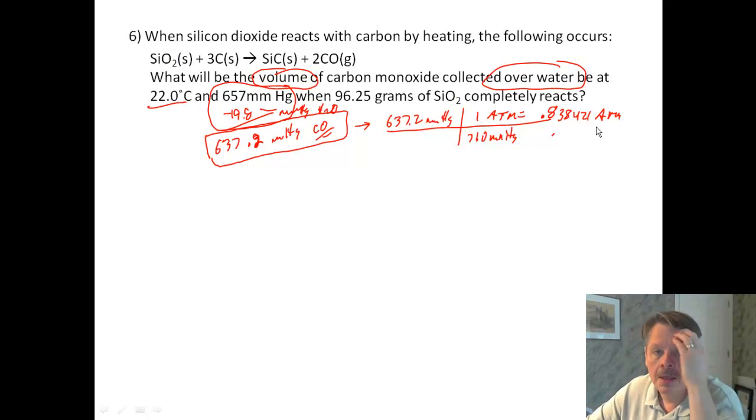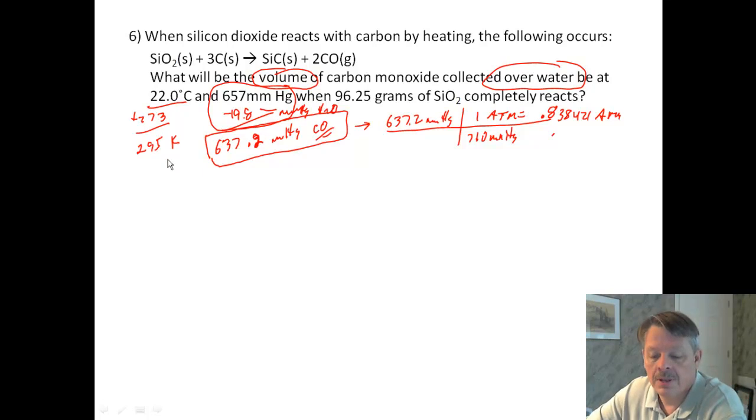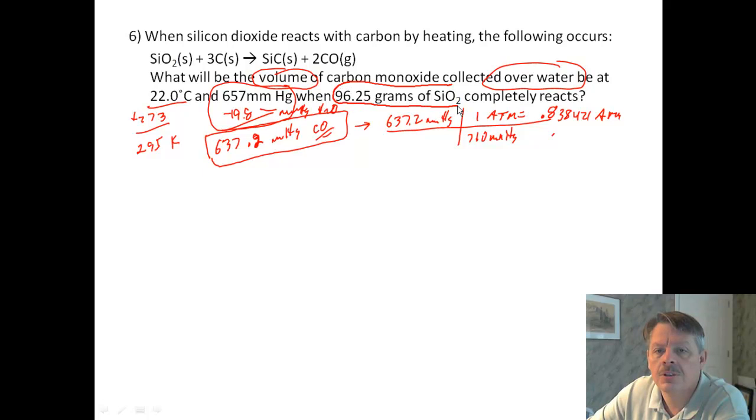Okay, let's see, I've got 22 Celsius. I add 273 to that, and I get 295 Kelvin. Is there anything else I need to convert? All right. So we're starting with this many grams of silicon dioxide. So I've done a lot of conversions, but I haven't actually done PV=nRT or Stoich yet. Since I'm starting with grams and I have to figure out how many moles of carbon monoxide I have, I have to go through my Stoich first.